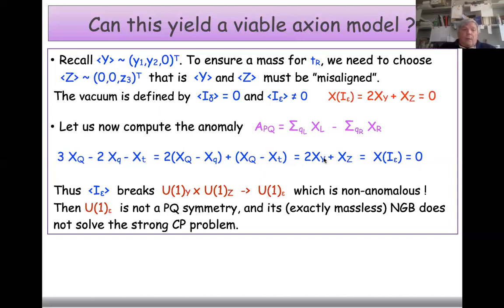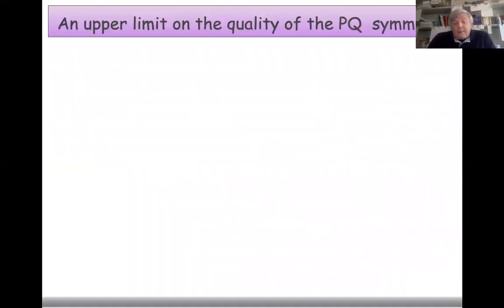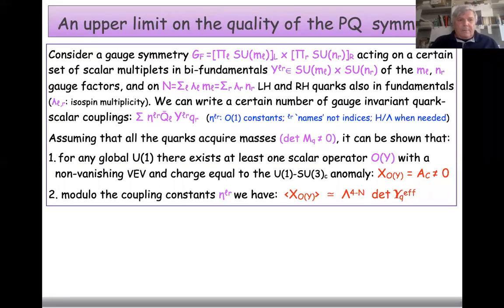So while this vev breaks U1 to an accidental symmetry, which is exact, protected, this symmetry is non-anomalous. So it's not a Peccei-Quinn symmetry. And the massless Nambu-Goldstone boson does not solve the CP problem. The question is: is this just an unlucky accident occurring with this group, or is it a general feature? This is a very recent finding. It dates not older than 10 days ago, when we finally understood what is going on.